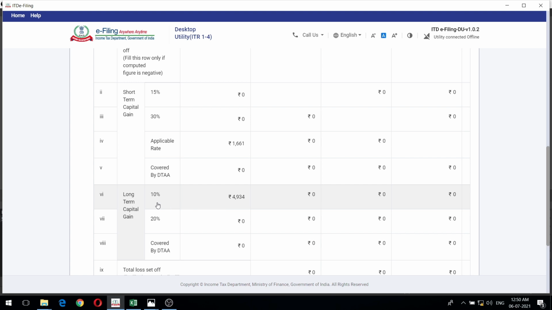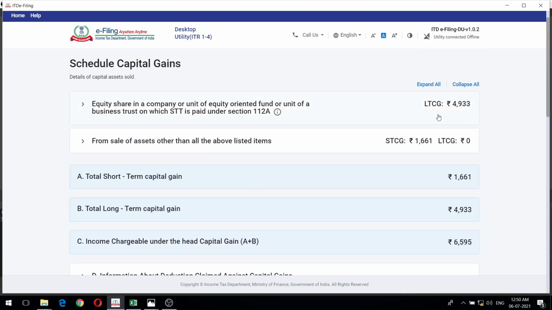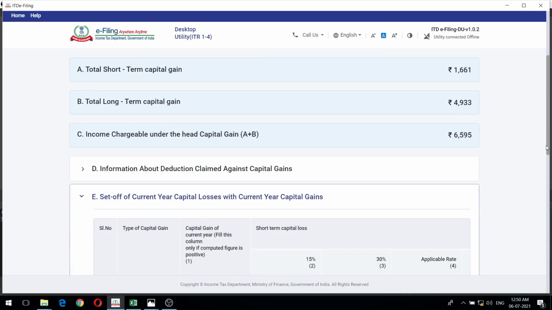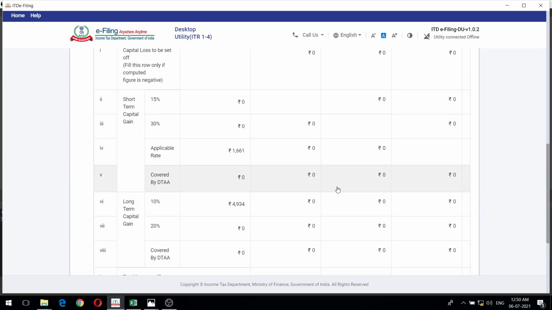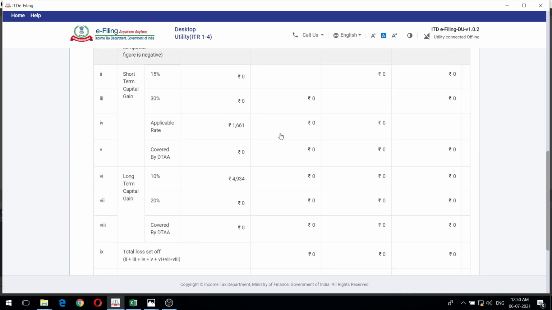Because this is what the rule is, right? It will be 10% of the gain that you make in LTCG. Similarly, in STCG, this amount will be taxed based on your current slab. So let's see. Yes, it is 1661 and it is based on the applicable rate. So this information is captured correctly.